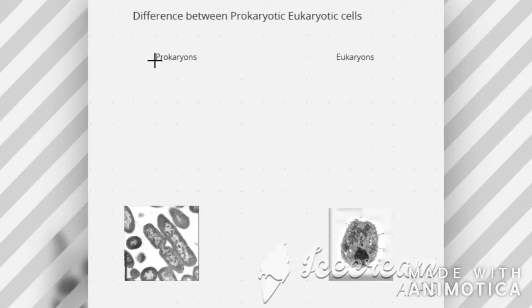Prokaryotic, by definition: pro means before and karyon means nucleus. So prokaryon means before nucleus. A cell that used to exist before the nucleus came into existence was called a prokaryotic cell. And eu means true and karyon again means nucleus. So a cell containing a true nucleus, that is a specially structured nucleus enclosed by a membrane and visible when we look at the cell through a microscope, is called a eukaryotic cell.